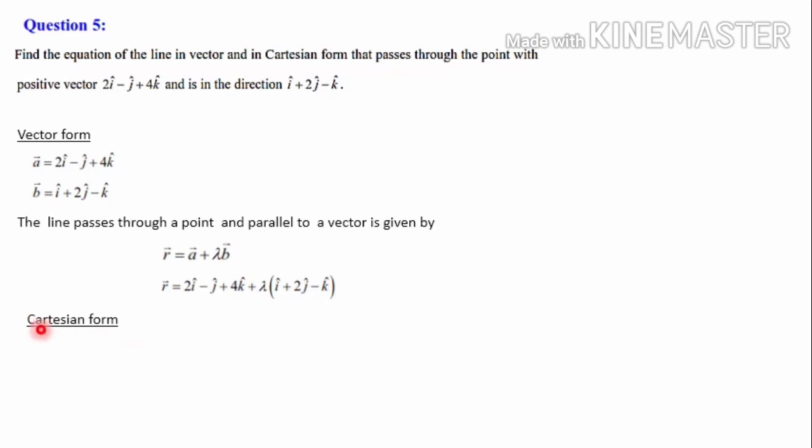Next is the Cartesian form. For writing the Cartesian form, just recall the formula in your mind. The Cartesian form is (x minus x1) by a equal to (y minus y1) by b equal to (z minus z1) by c. Here we need x1, y1, z1, that is the passing-through point. So from here, as I mentioned before, x1 is 2, y1 is minus 1 and z1 is 4.